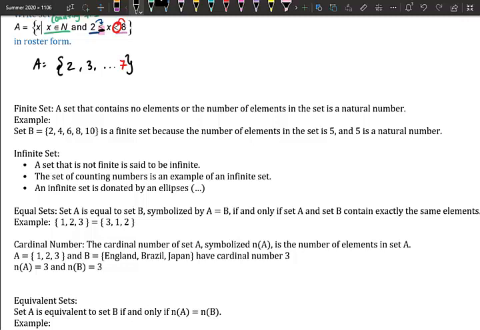Equal set. Set A is equal to set B. It's symbolized set A equals B if and only if set A and set B contain the same number of elements. So 1, 2, 3 and 3, 1, 2: different order, but they're the same exact set, so they are equal.